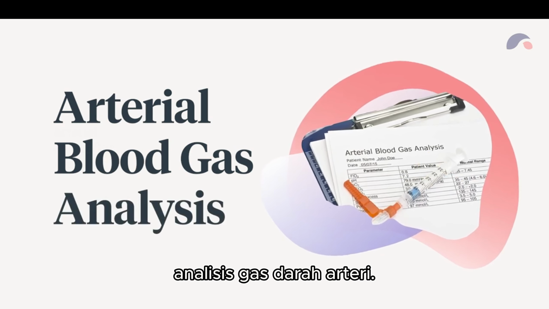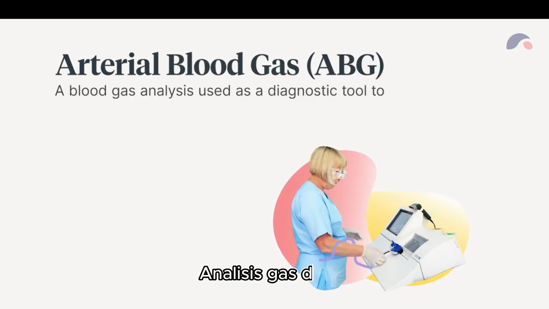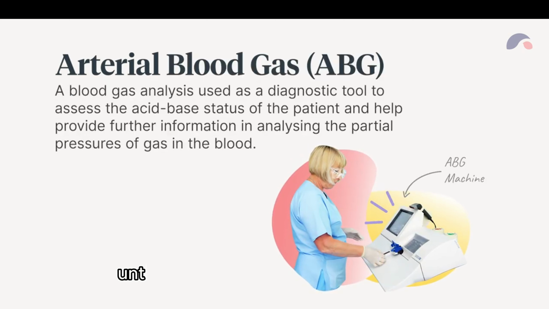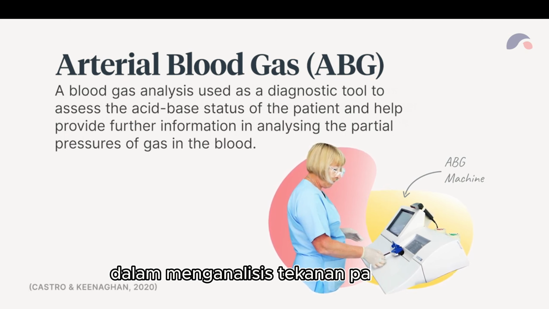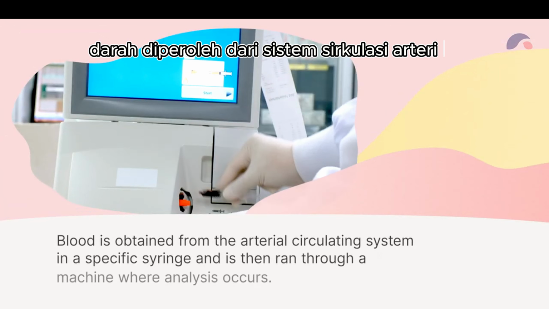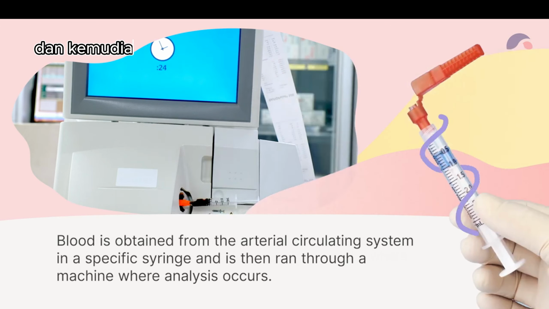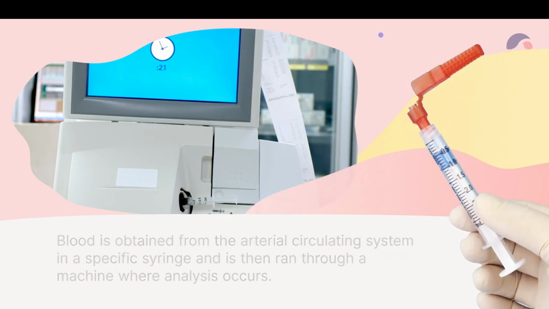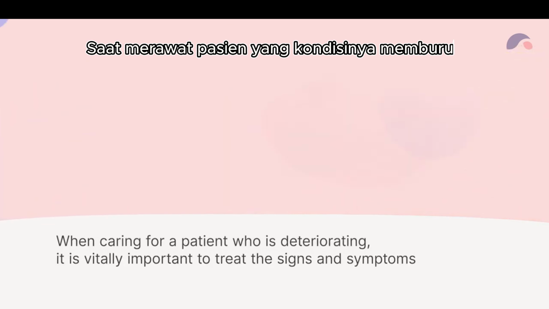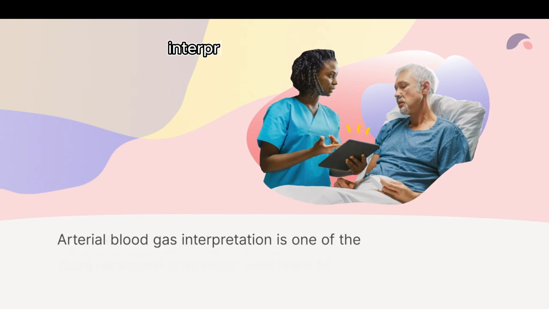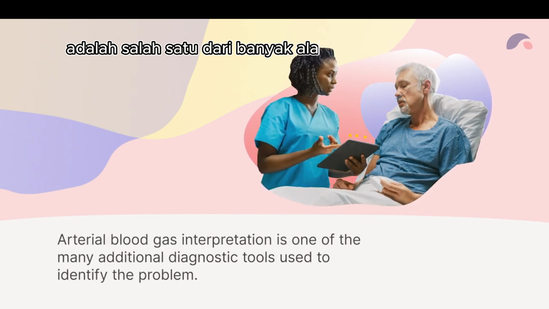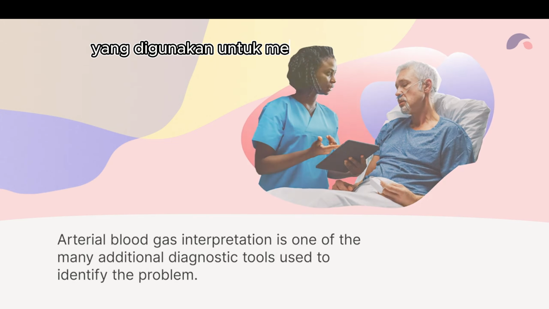Arterial blood gas analysis. Arterial blood gas, or an ABG, is a blood gas analysis used as a diagnostic tool to assess the acid-base status of the patient and help provide further information in analysing the partial pressures of gas in the blood. Blood is obtained from the arterial circulating system in a specific syringe and is then run through a machine where analysis occurs. When caring for a patient who is deteriorating, it is vitally important to treat the signs and symptoms of the patient. Arterial blood gas interpretation is one of the many additional diagnostic tools used to identify the problem.